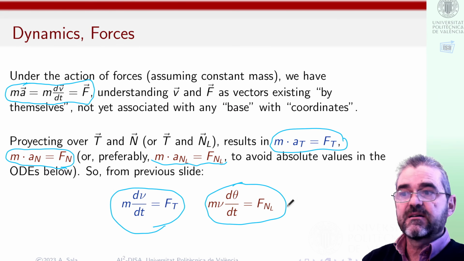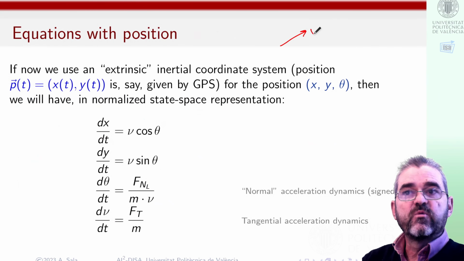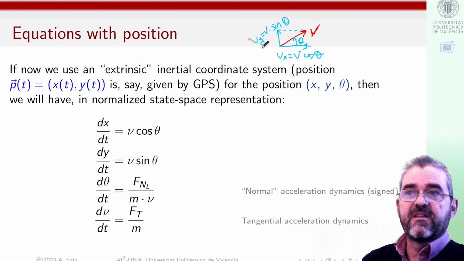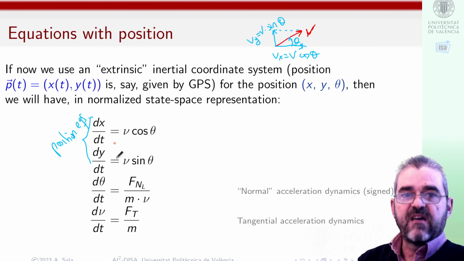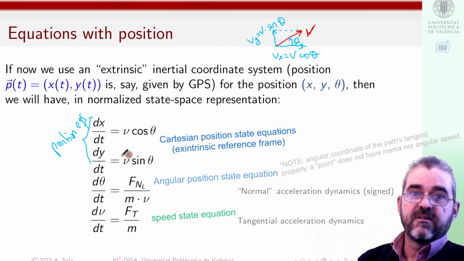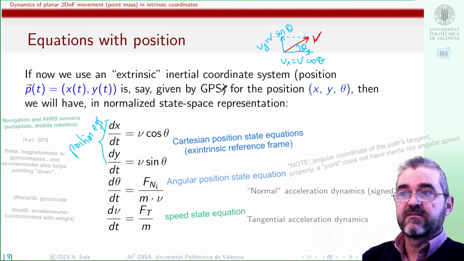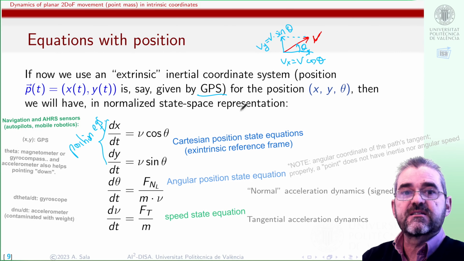As a last remark, if we are moving with this velocity nu in direction theta, then of course the velocity in the x-coordinate will be nu times cosine of theta, and likewise nu times the sine will be the velocity in the y-coordinate. So we may have these two position equations, which if I integrate will give me the position in absolute coordinates, let's say those given by a GPS.